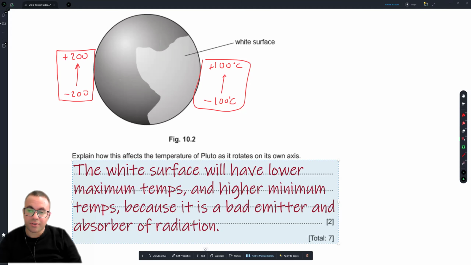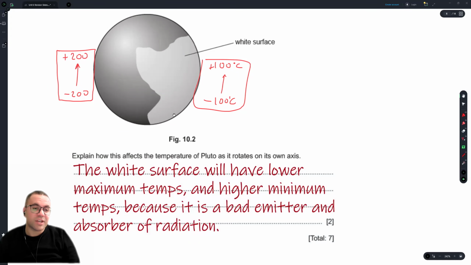Does vice versa work? Yes. If you decide to talk about the black side instead, that's great. That's fine.